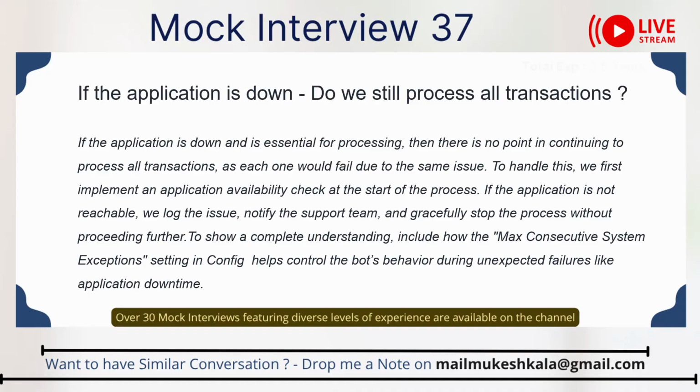If the application is down, why do you have to even process all the 100 transactions? You got the question I'm trying to ask? So there is a problem, right? If the application is down, why do you have to try all the 100, 1000 items, when you know that the application is down? Is there any way that I can solve this?